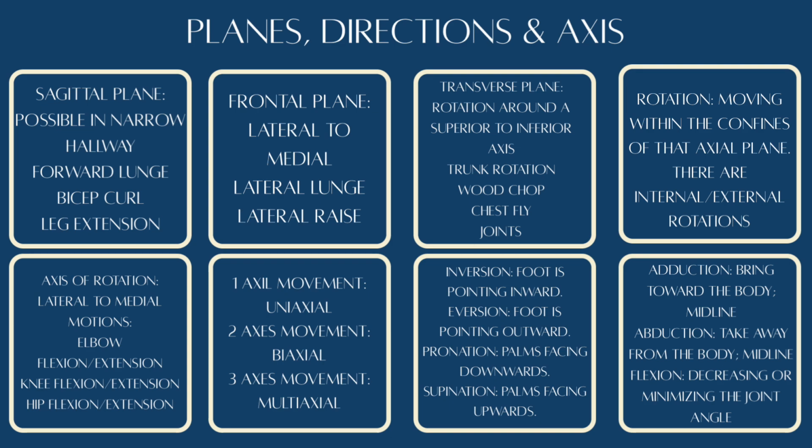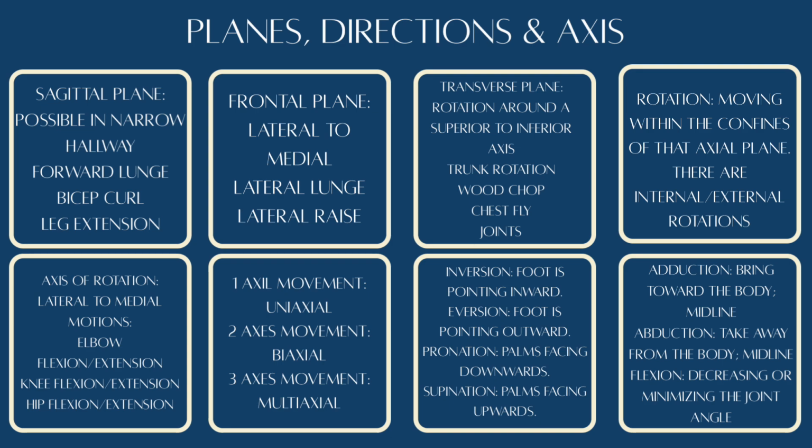The definition of rotation means moving within the confines of that axial plane. There are internal and external rotations. Axial movements can be presented in different forms. One axis movement is uniaxial, two axes movements is biaxial, and three axes movements are multi-axial. Some other movements that can be done are inversion, eversion, abduction, adduction, pronation, and supination.